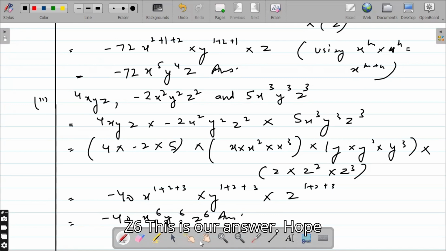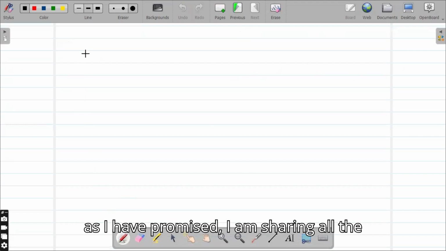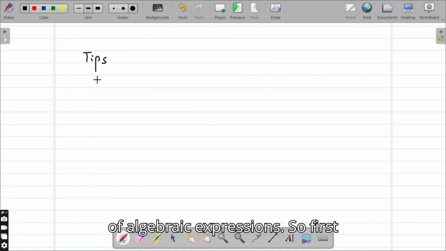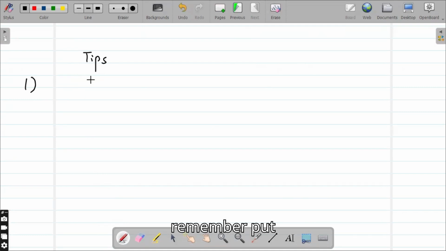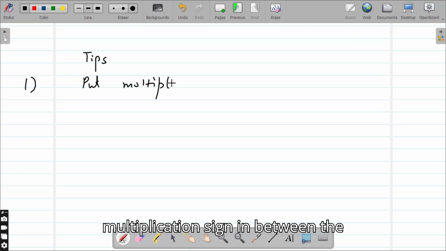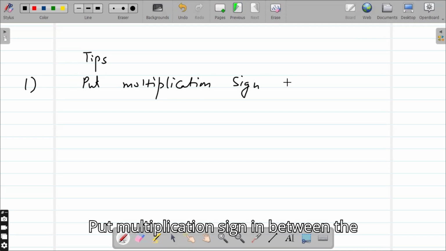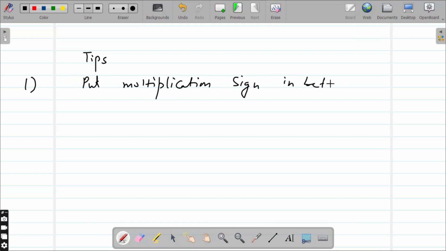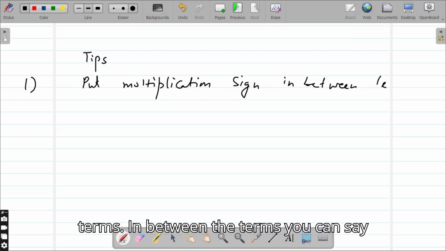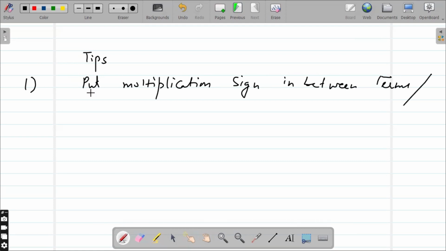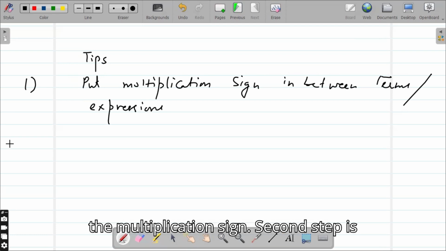This is our answer. So as I have promised, I am sharing all the tips and tricks related to multiplication of algebraic expressions. So first, remember: put a multiplication sign in between the expressions, in between the terms. Whatever is given to us, put the multiplication sign.